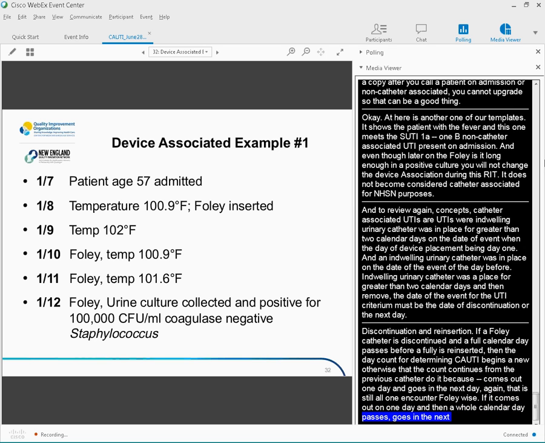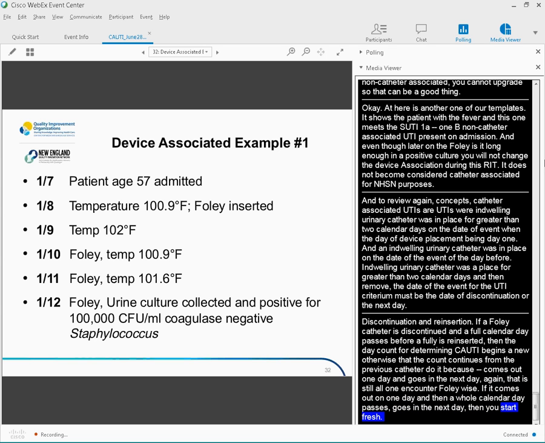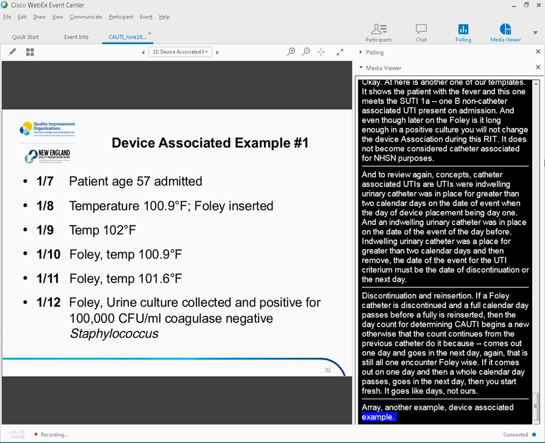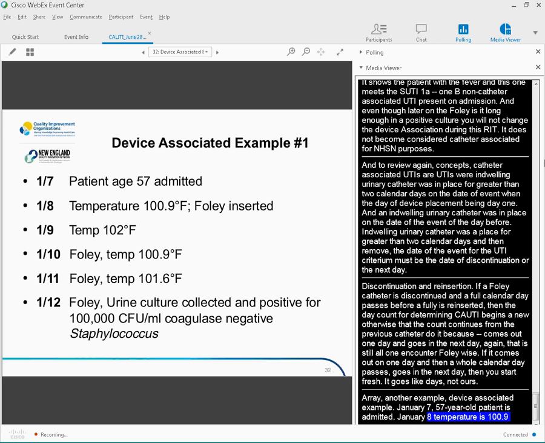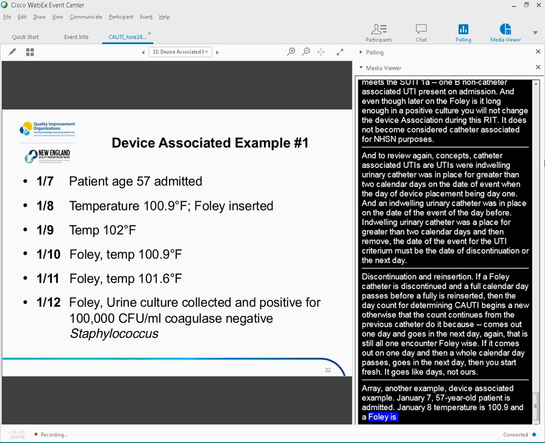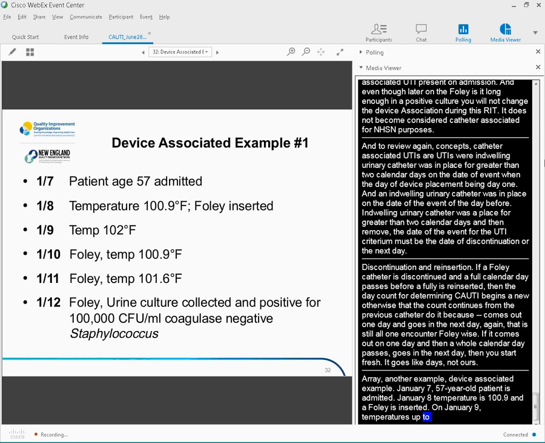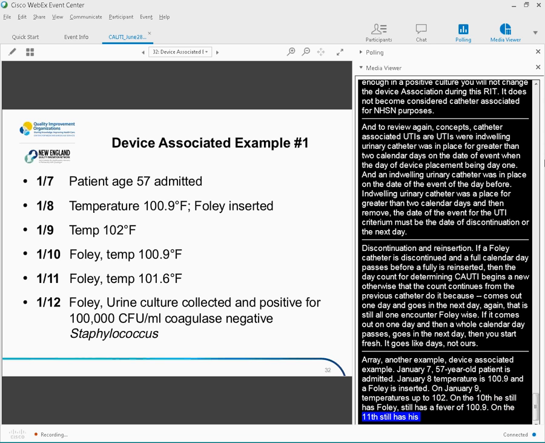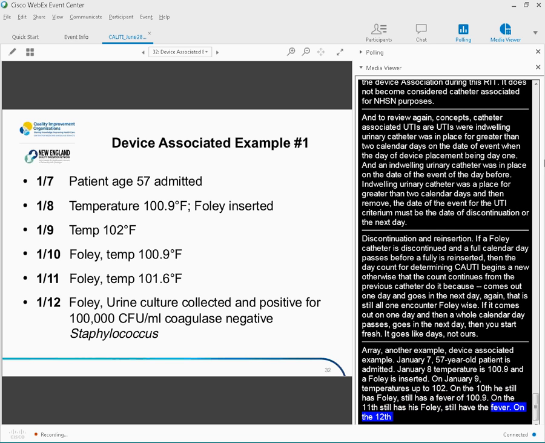All right, here's another example, a device-associated example. January 7th, a 57-year-old patient is admitted. January 8th, his temperature is 100.9 and a Foley is inserted. On January 9th, the temp is up to 102. On the 10th, he still has his Foley. He still has a fever of 100.9. On the 11th, still has his Foley, still has a fever. On the 12th, still has his Foley, and a urine culture is collected. And it turns out to be positive for 100,000 coag negative staph.